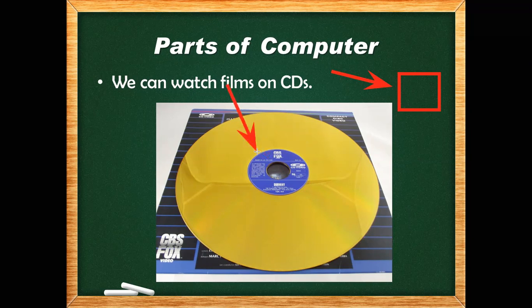So why do we use CD? We can listen to music on CD, and we can also watch films, movies, dramas, cartoons on CDs. So we can watch different things on CDs. So everybody understands this?